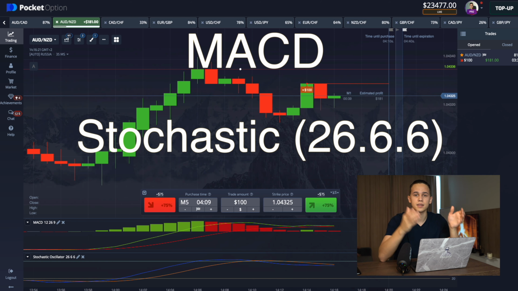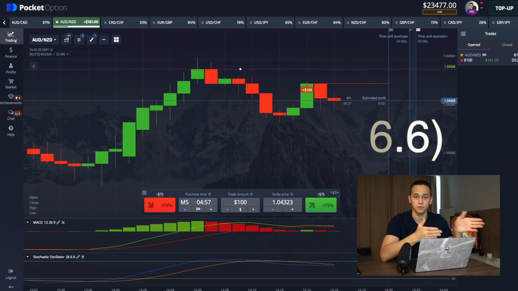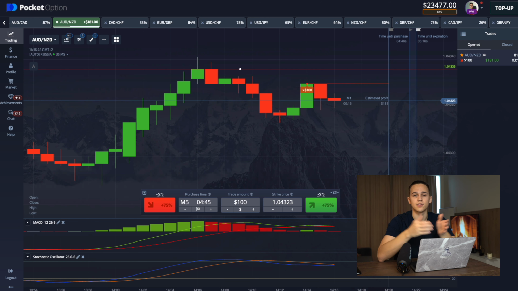And we're not going to use the basic stochastic oscillator with its default settings, but one with some changed settings.